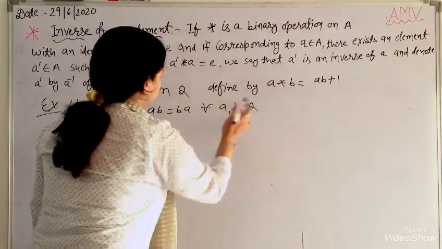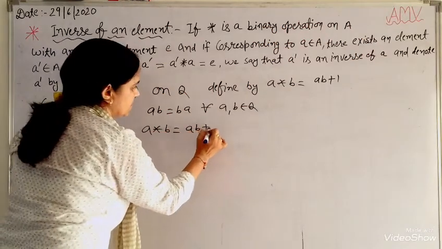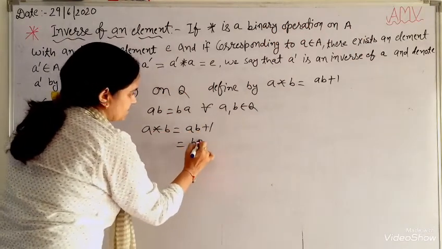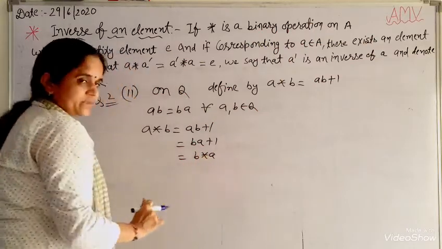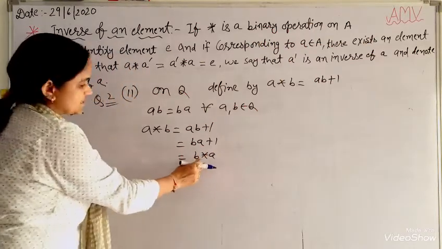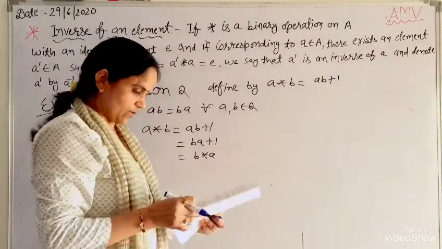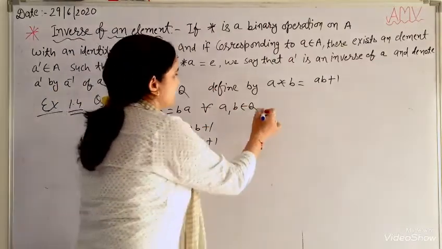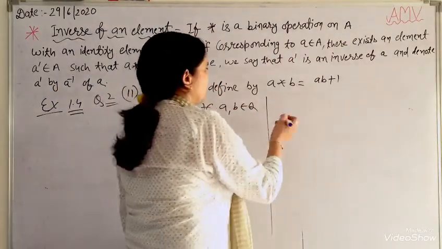Now here it is given that a star b is equal to ab plus 1. So we can write ba plus 1, it is b star a. So a star b is equal to b star a. It is commutative.